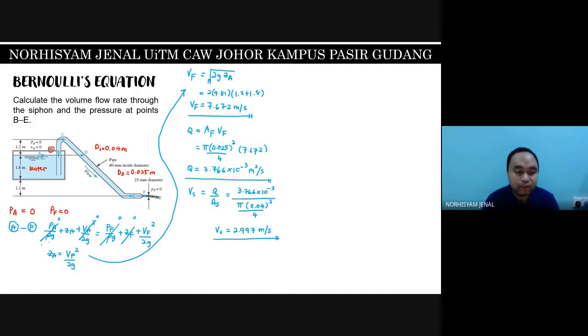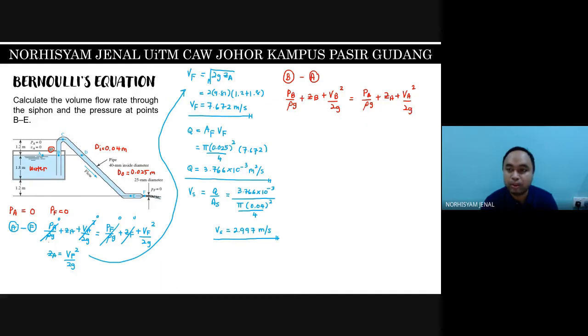So point A over here should have the simplest form. Why? PA equals to 0. VA is also equals to 0. We only have ZA to calculate. So that will be the simplest one. So what we do is we do Bernoulli equation from point B to point A. So for example, PB over rho G plus ZB plus VB square over 2G equals to PA over rho G plus ZA plus VA squared over 2G.